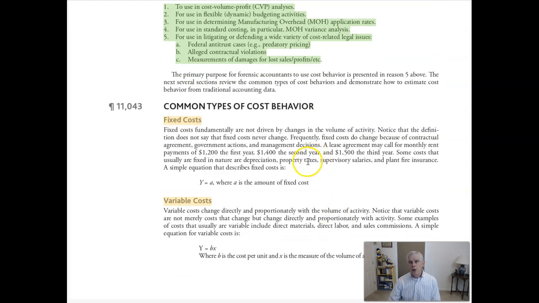You should know what a fixed cost is. Along a range of activity, that cost stays the same, and everyone knows that. Variable cost, along that range of activity, then if the activity increases, that cost increases.